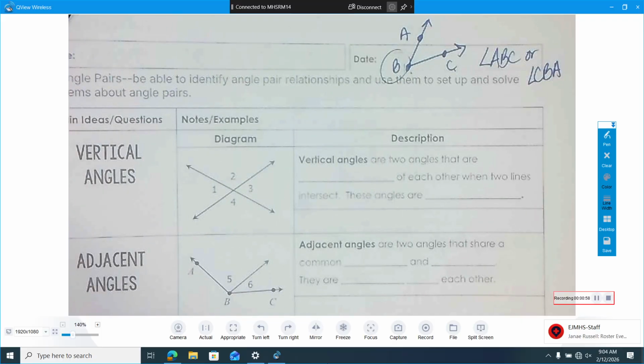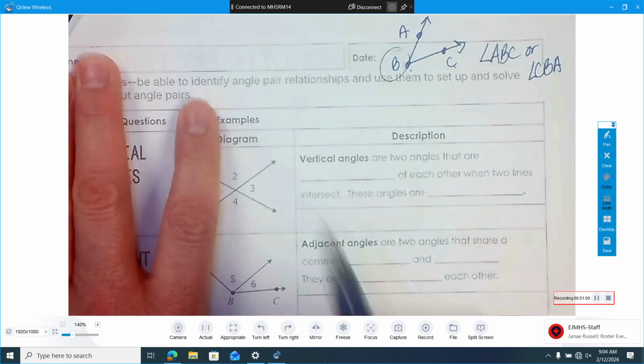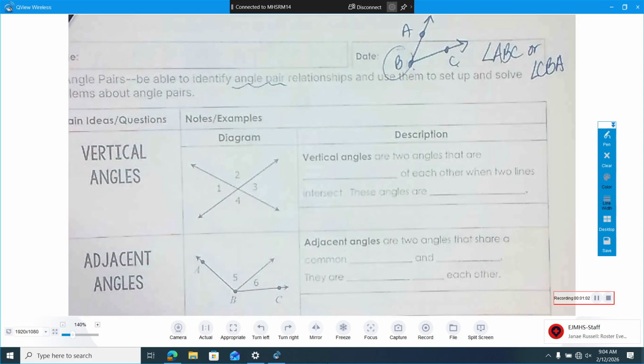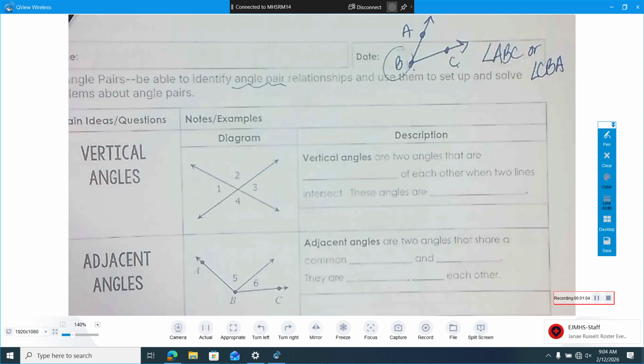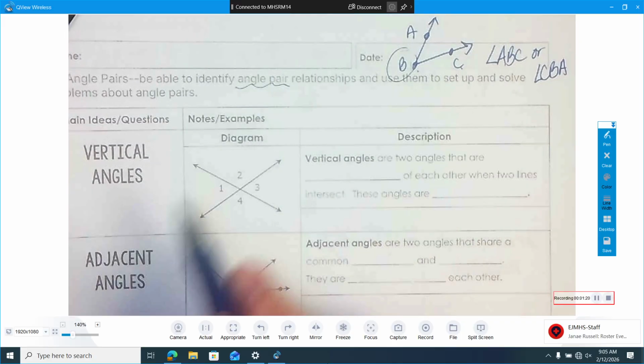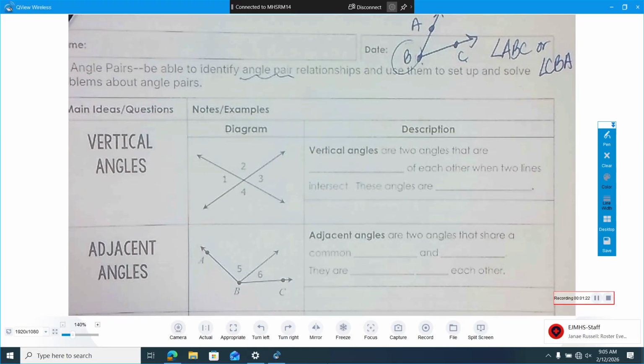Today we're learning some more vocabulary. Today we're talking about angle pairs. A pair is 2, a couple of angles. And, excuse me, there are some special angles that have special meanings for us in geometry. And we're going to use those special relationships to set up and solve problems using angles.